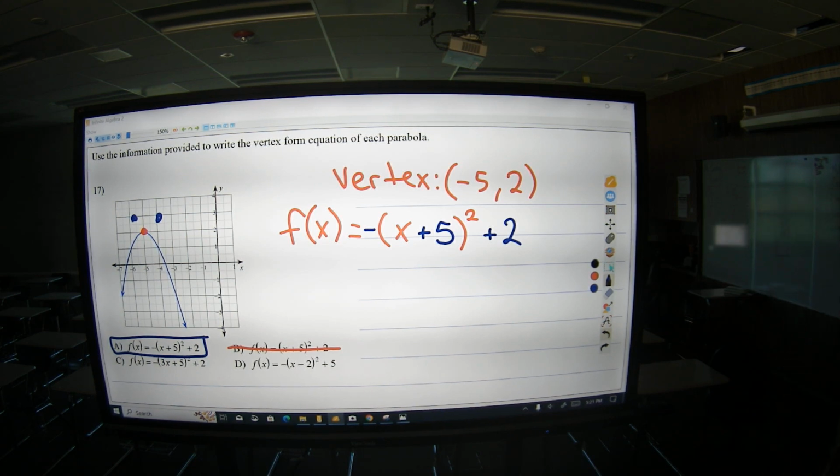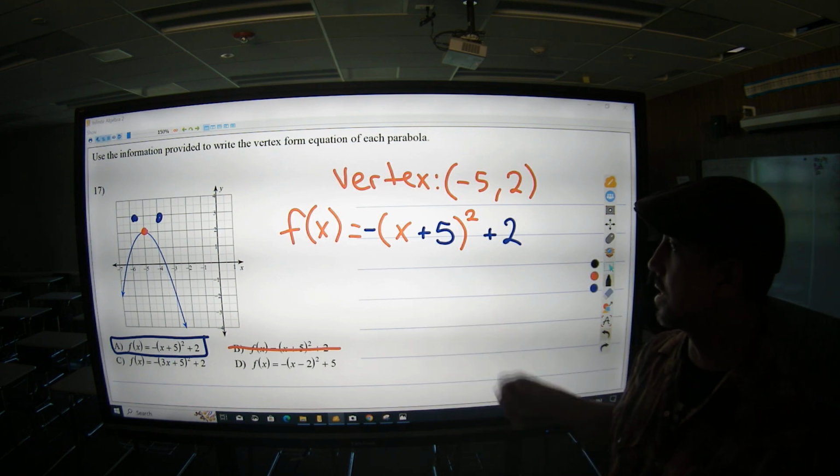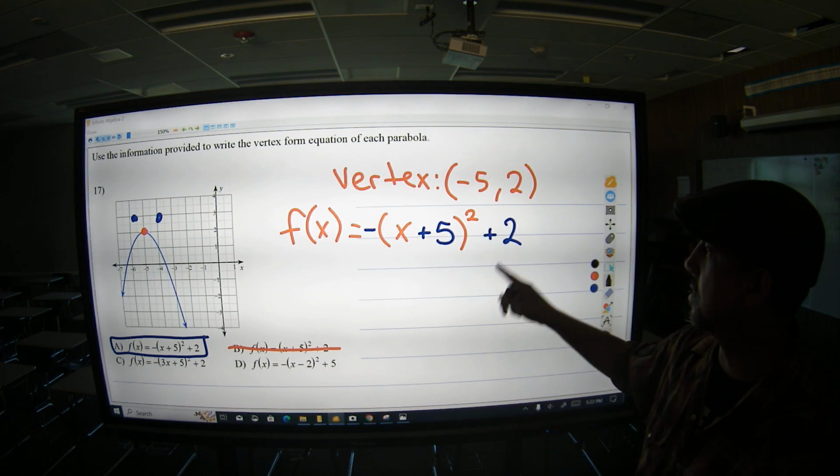Okay, and so I guess I could talk about this one more time. One more thing we could get out of this is the way to read this out loud. The way I just said it, technically we should say negative the quantity x plus 5 squared plus 2.